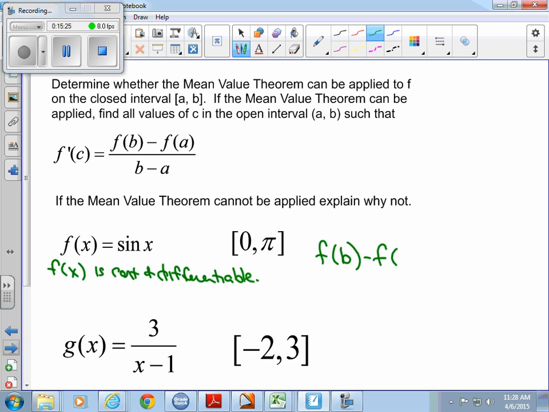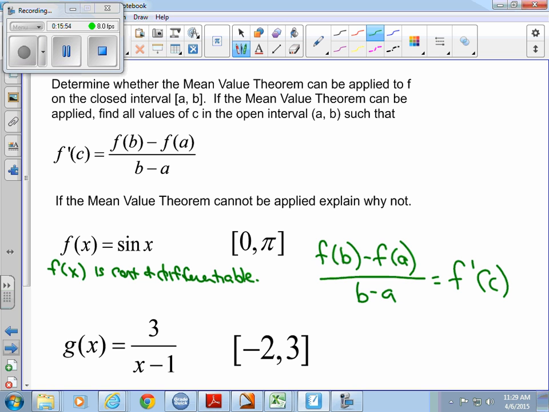f of b minus f of a over b minus a equals f prime of c at some c value. So to find out where that is, y'all remember that question on your test? The last test where I had you do this, you just didn't know what you were doing. It said find the slope of the secant line and when it equals the slope of the tangent line. I was having you do the mean value theorem. You just didn't know what the mean value theorem was yet.